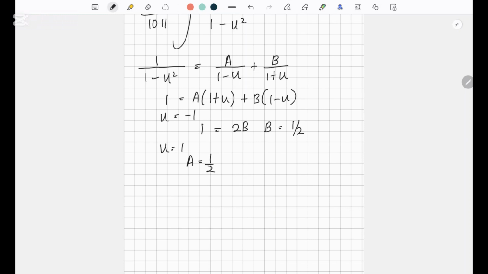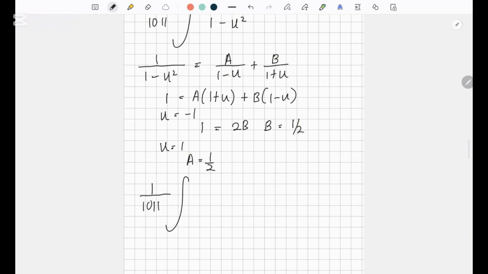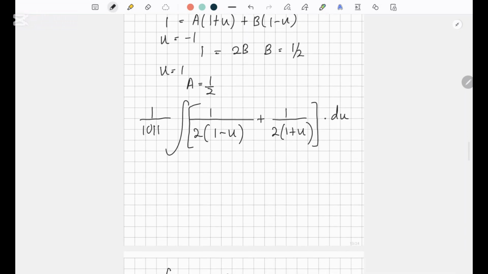Let me just recheck. Yeah, everything looks good. So then all you have to integrate now is 1 over 1011 into the integration of 1 over 2 into 1 minus u plus 1 over 2 into 1 plus u, du. So this gives you minus half ln of 1 minus u, plus half ln of 1 plus u. It's very easy. Those integrals are really easy. If you guys have any doubts regarding those integrals, please drop a comment. I'll help you guys out. If you just differentiate this, you'll see that you get the same exact fraction above.